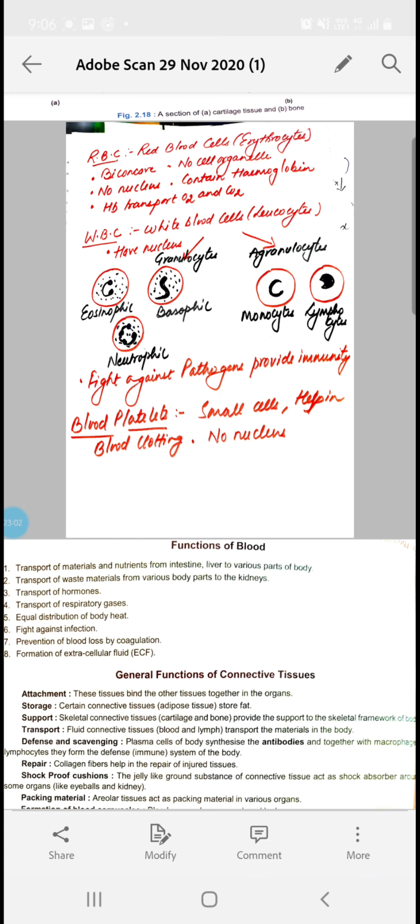So we have completed the second kind of animal tissue, that is the connective tissue. I hope this topic is clear to you. After watching the video, you have to read this topic from your book along with the concept based problems that are given from this topic. Thank you.